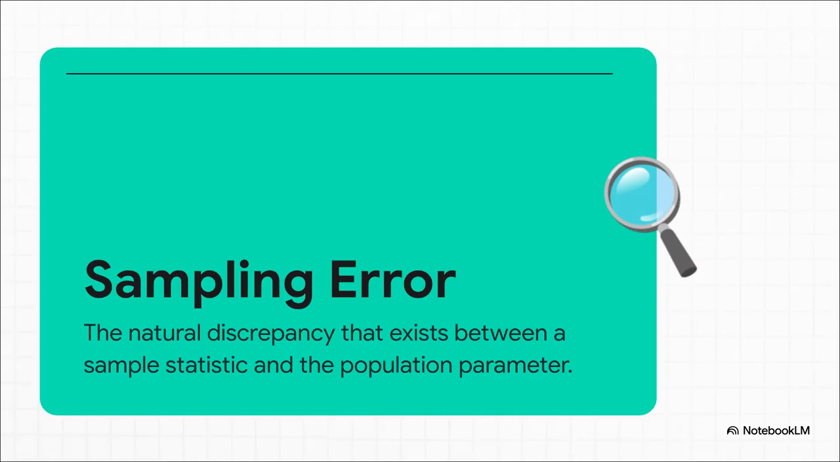But here's the catch, and it's a big one. What if your spoonful just happens to have an extra piece of carrot? Or maybe it missed the salty part? That tiny, natural difference between what's in your sample spoonful and what's in the population pot is called sampling error. And this is crucial. It's not a mistake. Nobody messed up. It's just a natural, expected variation that researchers always have to think about.